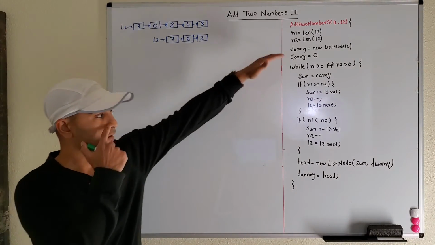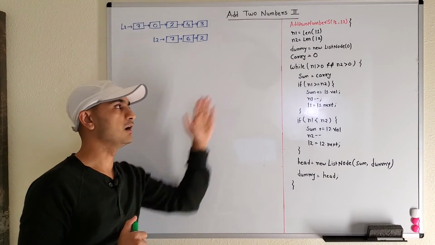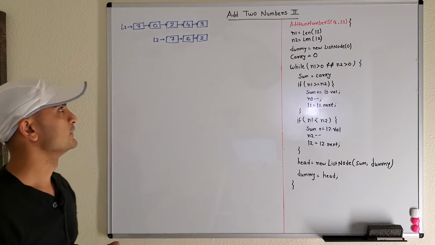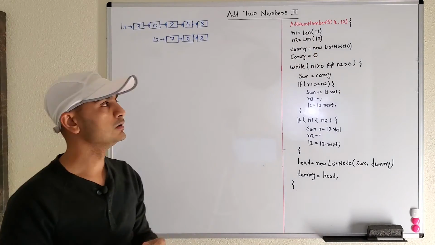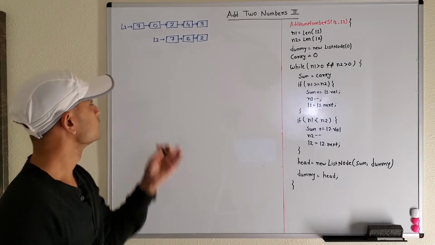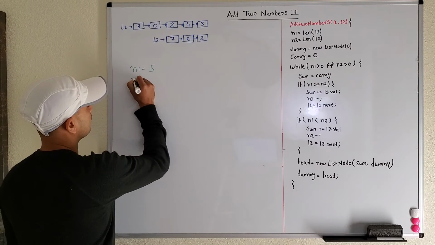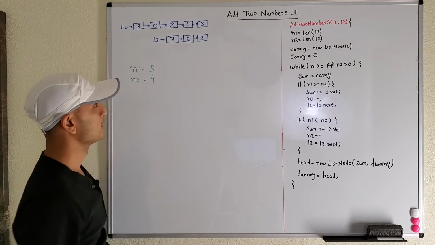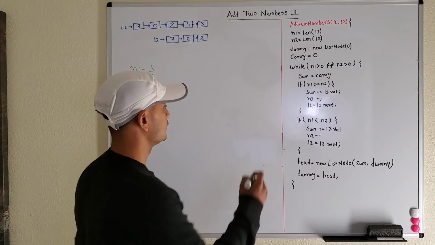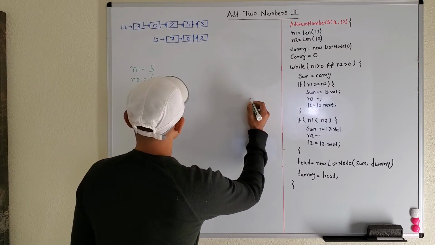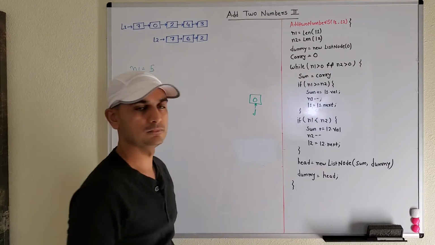So this is our code for the first part. So let's run this code and let's see what we get after part 1. So first of all, we'll start by taking the length of both the lists. So we'll have n1 and n2. So in this case, n1 will be 5 and n2 will be 4. And then as usual, we'll have a dummy node with value 0. So let's say this is our dummy node with value 0.